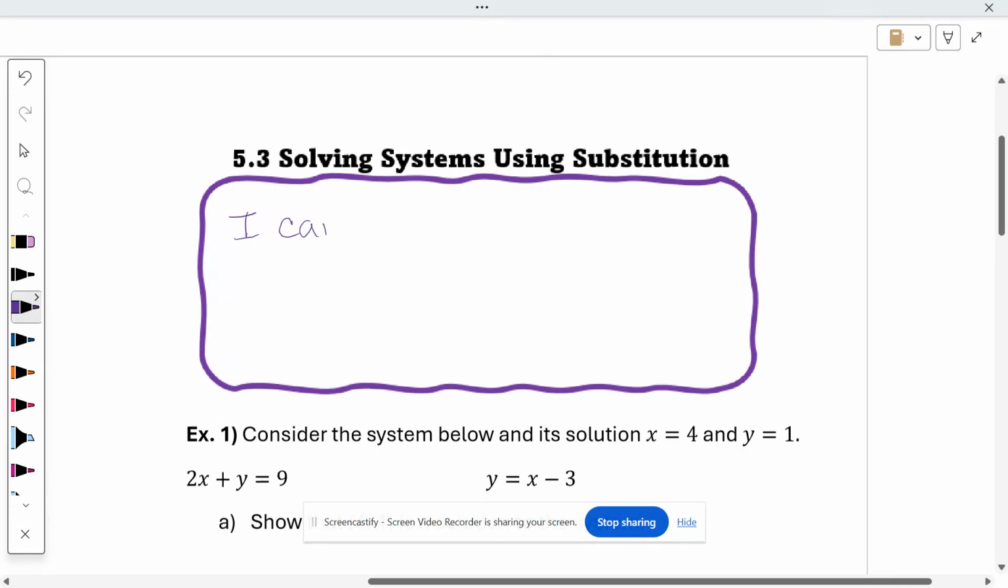I can solve a system of linear equations using substitution.